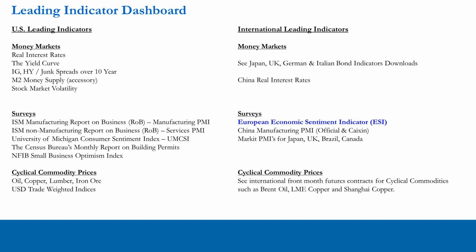On the right-hand side, we have our international leading indicators, and you can see in money markets, for example, if you go to the downloads area in video number 4, you'll be able to get the interest rate data and analysis, so you can do similar money market analysis as we did in the United States for several other countries. So for Japan, UK, Germany, and Italy. And also you will find Chinese real interest rate data.